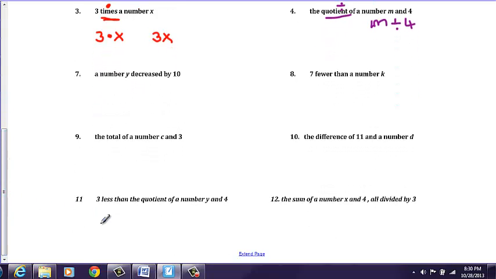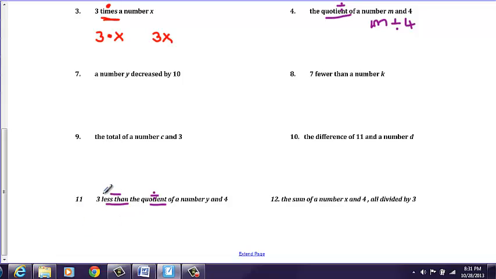All right, now let's take a look at 11 and 12. These are a little bit more complex than the ones that we just did. In this, there are 2 operations. Let's see what those are. 3 less than the quotient of a number y and 4. Let me first go ahead and underline my 2 operations. I have a less than and I have a quotient. So I know that that's a subtraction and this is a division operation right here.